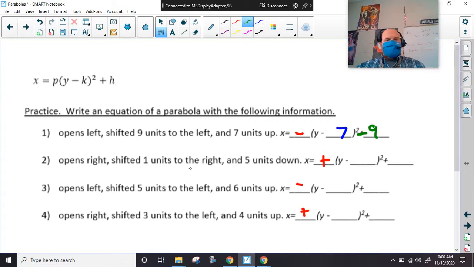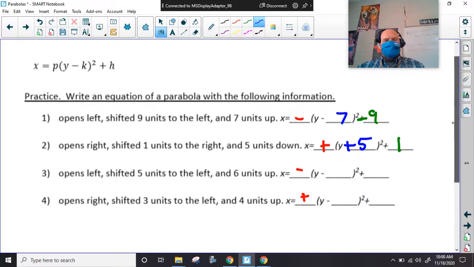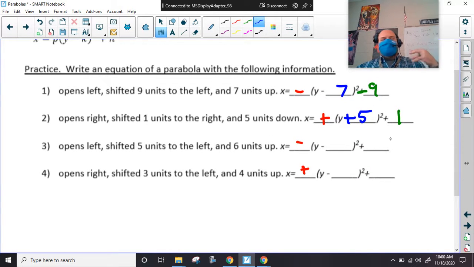This one we've already got our p-value. Shifted 1 unit to the right, so 1 goes back here, and 5 units down, so this has to be a plus right here. I know that's weird, it's opposite. Just think about it that way and it makes sense. Shifted 5 units to the left, well, to the left, that's got to be a -5. 6 units up, so we don't have to change anything. It's just like that.